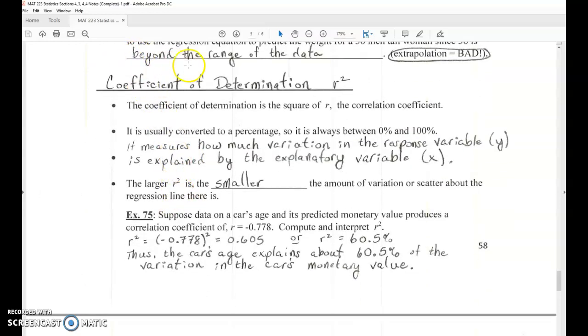Okay, lastly, the coefficient of determination, which is r squared. Coefficient of determination is the square of r. Whatever r is, you just square it. r is the correlation coefficient, remember. It is usually converted to a percentage, so it's always between 0% and 100%. Even if r was negative, if you square it, the negative sign becomes positive. So it's always between 0 and 1. If you make it a percentage, it's between 0 and 100%. It measures how much variation in the response variable y is explained by the explanatory variable. So the larger r squared is, the smaller the amount of variation or scatter about the regression line there is.